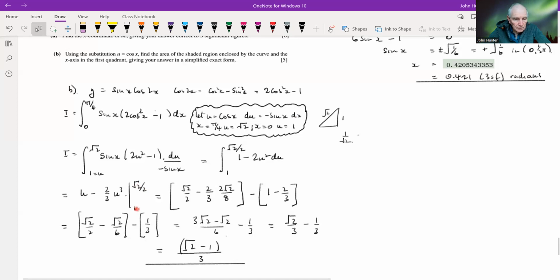Which is, I think, what we should have had there, root 2 over 2 in actual fact. So really it's just a question of putting those numbers in. So that's evaluated at root 2 over 2, and this is evaluated at 1. And without going through the gory details, that comes out to this, root 2 minus 1/3. It does say give your answer in simplified exact form, and this is exact form because there is no more exact way of expressing root 2 than this basically.